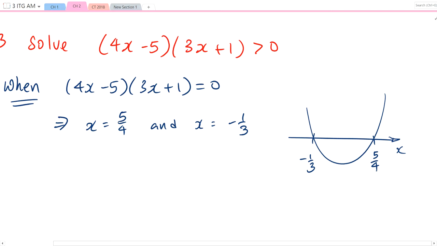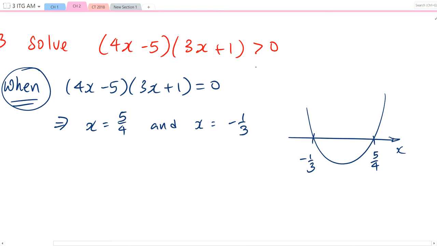Okay? Now, the question didn't say that it is equal to 0. I let it be equal to 0. I chose for it to be 0 so that I can get these two values. Okay? Know the difference between an inequality and an equal sign over here.